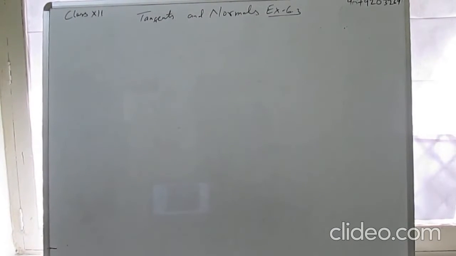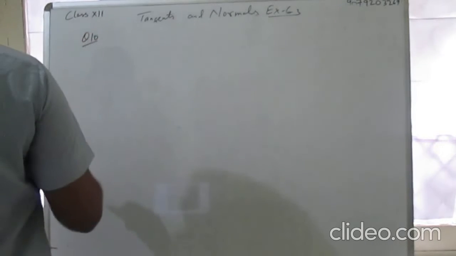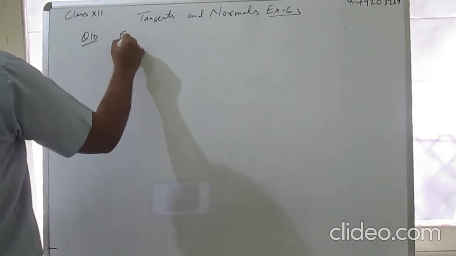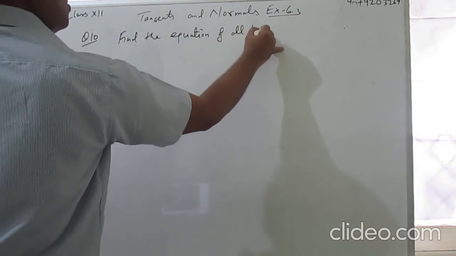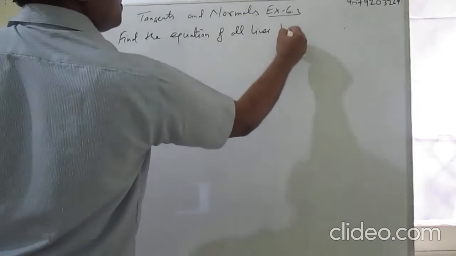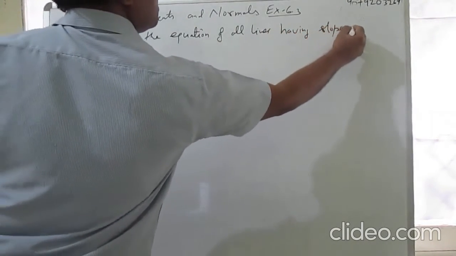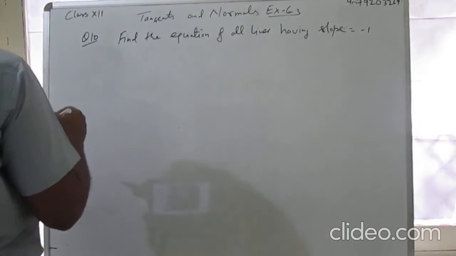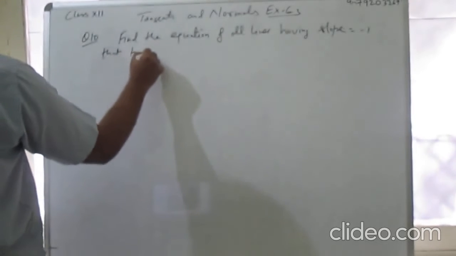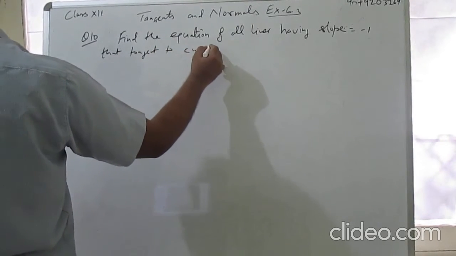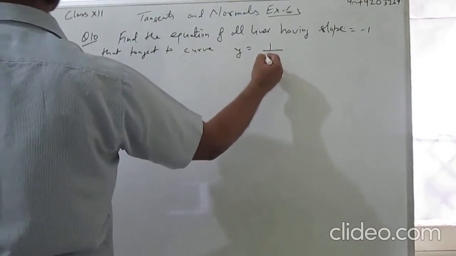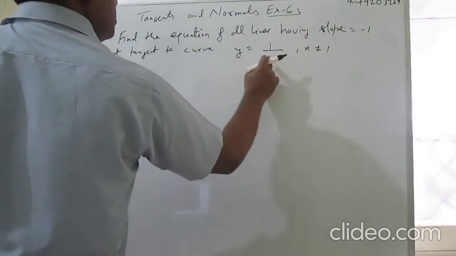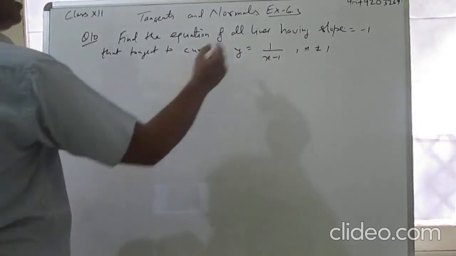Question number 10. Find the equation of all lines having slope is equal to -1, having slope -1 that are tangent to the curve y is equal to 1 upon x minus 1 and x not equals to 1, क्योंकि not defined हो जाएगा. So find the equation of all lines.